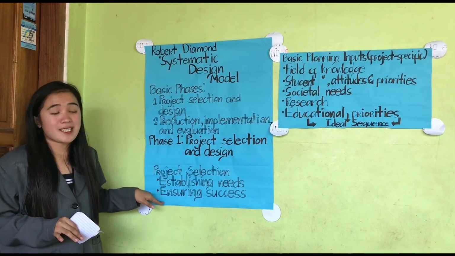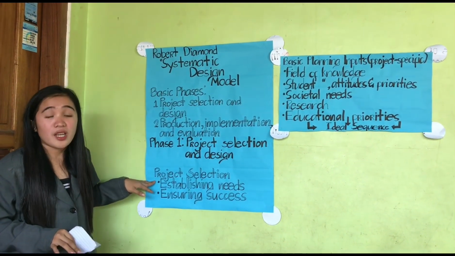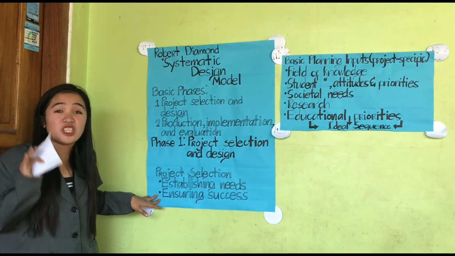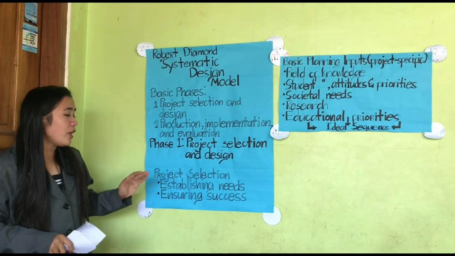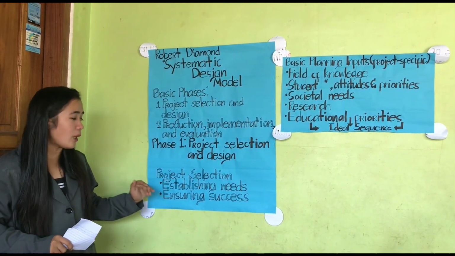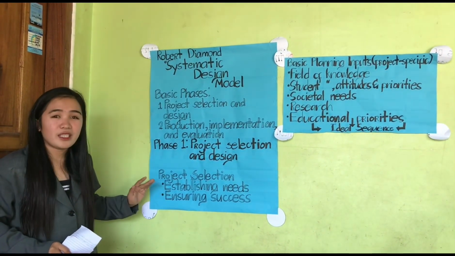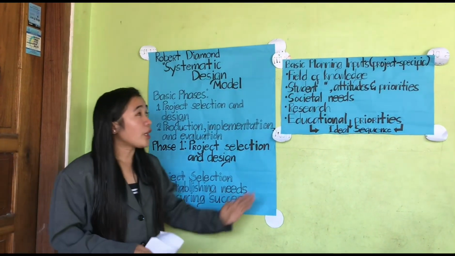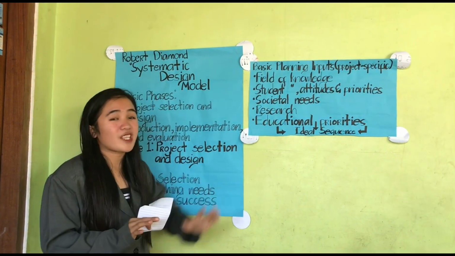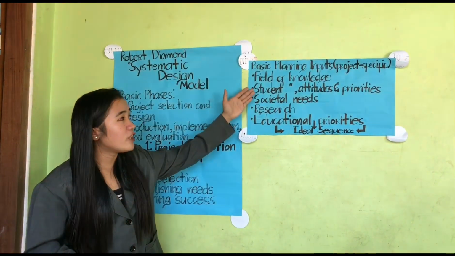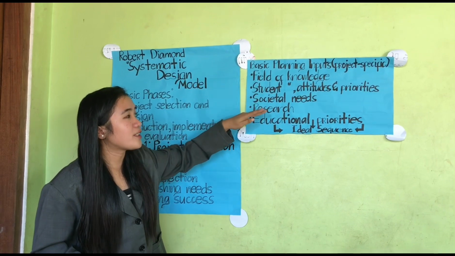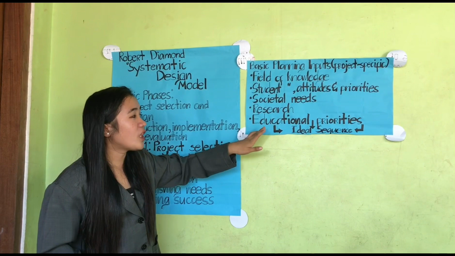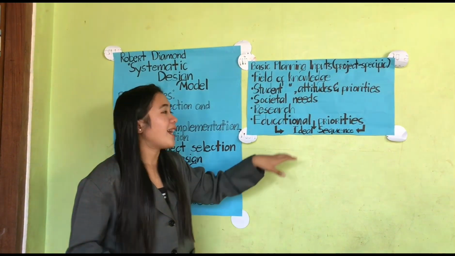Second, ensuring success. What is the purpose of the project? The purpose of the project is to make sure that we can achieve success, right? So in making a project, you should keep in mind that everything you do is going to be successful someday. There are basic planning inputs or project specific inputs, which are the field of knowledge, student knowledge, attitudes and priorities, societal needs, research, and educational priorities that lead to the ideal sequence.